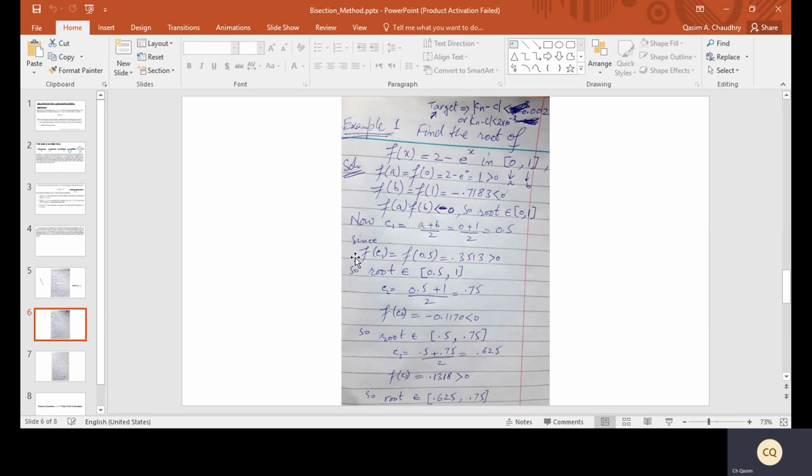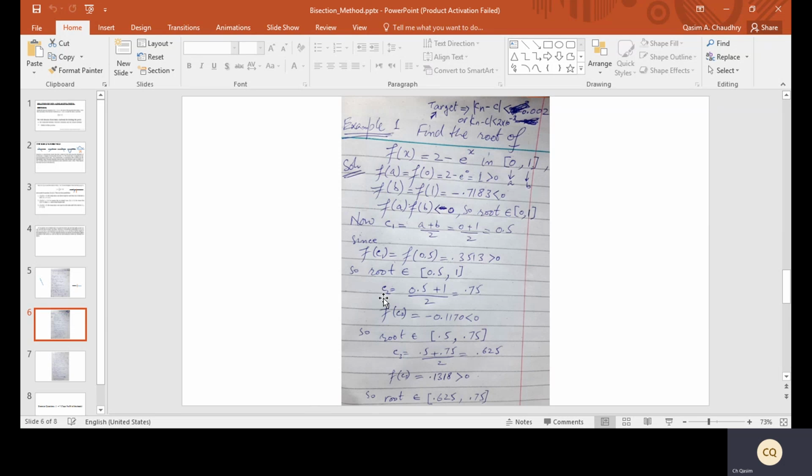Now students, what is the first step here? The first approximation is c1 equals (a + b)/2, or (0 + 1)/2, which is equal to 0.5. So we assume that this is your root, and find out its value. f(c1) = f(0.5) = 0.3513, and that is positive. So students, at 0 this is positive, at 1 this is negative, and in the middle value this is positive. So it means the root lies between c and b, so the root lies between 0.5 and 1.